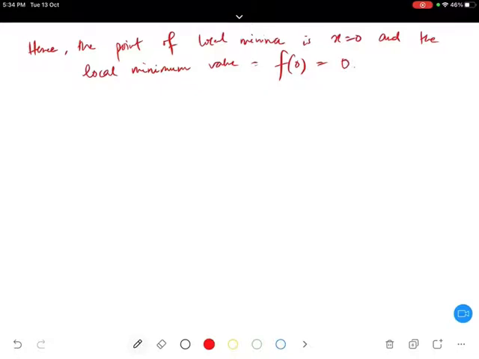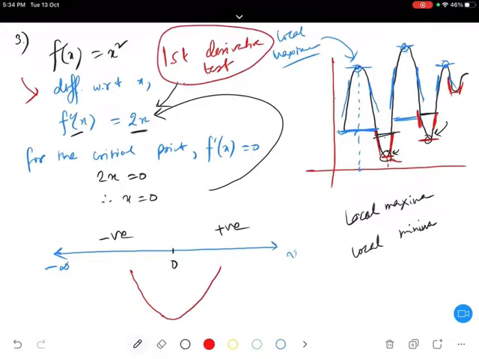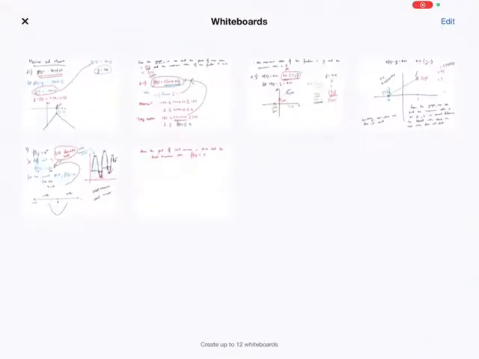One thing I will tell you guys, this method which we are doing is known as the first derivative test. There is no importance in that name. It's just that we are differentiating the first time. Now we will be learning the second derivative test. So my problem is solved, and we have only a local minimum value.